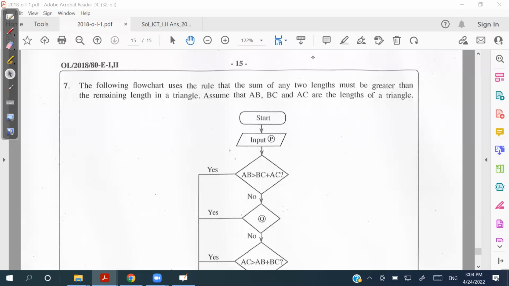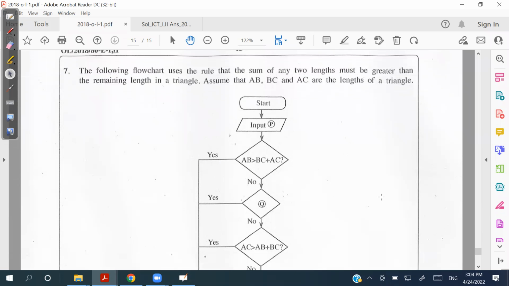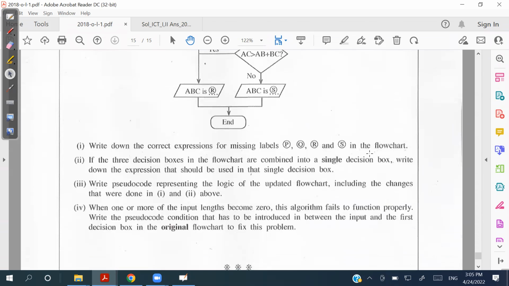Okay, so the seventh question says the following flowchart uses the rule that the sum of any two lengths must be greater than the remaining length in a triangle. So assume that AB, BC, and AC are the lengths of the triangle. What they are asking us is to answer these questions.